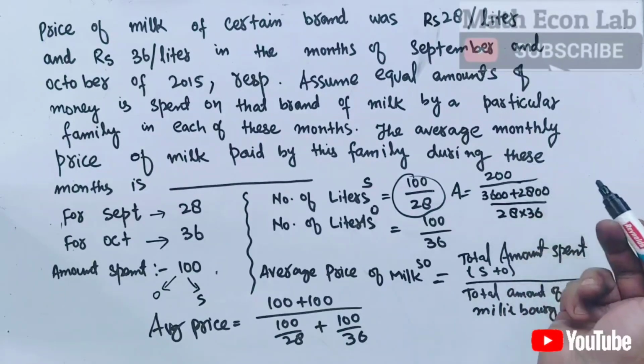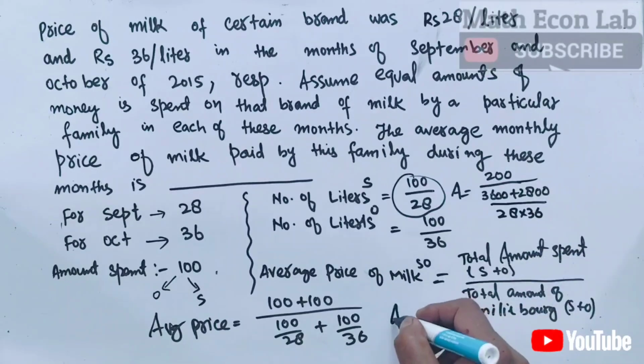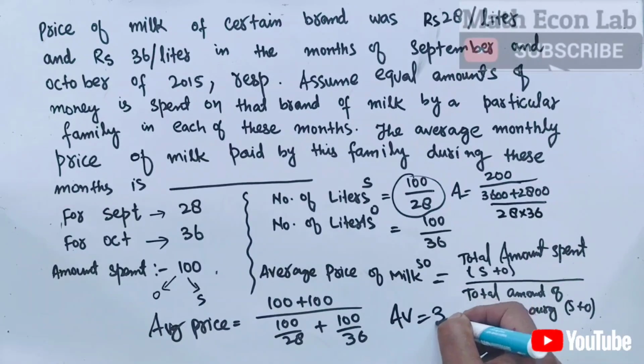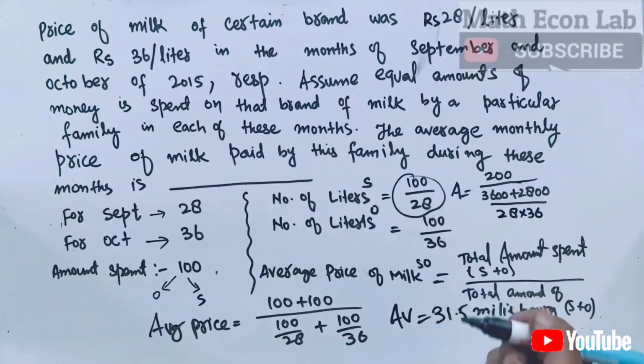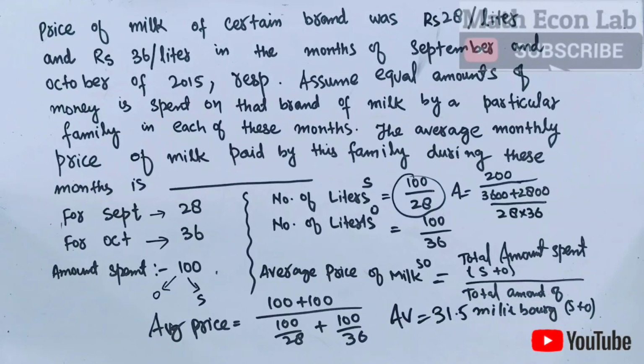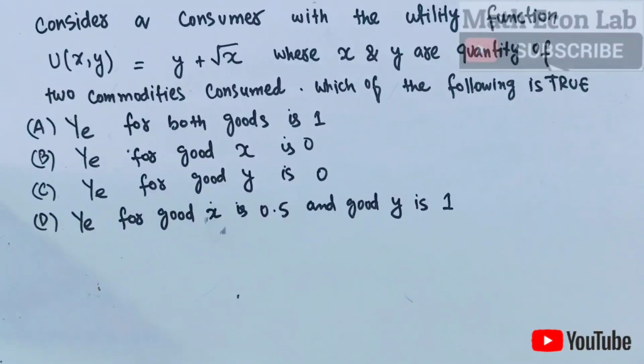Okay, when you solve this, it is pretty simple. Average price will come out to be 31.5 rupees. Okay. The question is to find out the income elasticity for the given utility function.